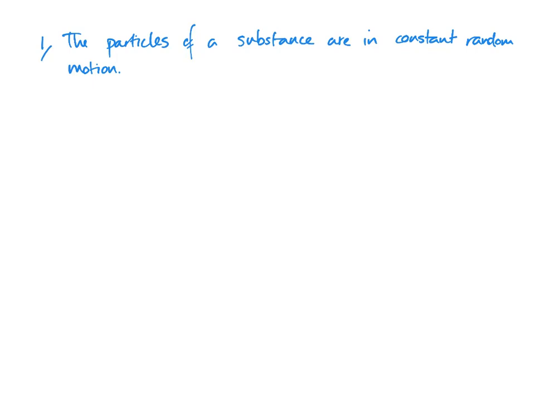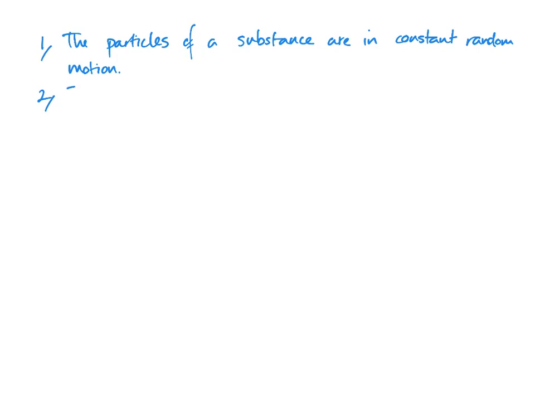For a liquid, they're kind of close together but still moving about randomly, and for a solid, they're fixed in place overall, but they'll vibrate in place. But we still have this idea of constant random motion. And that then gives us a definition of temperature.